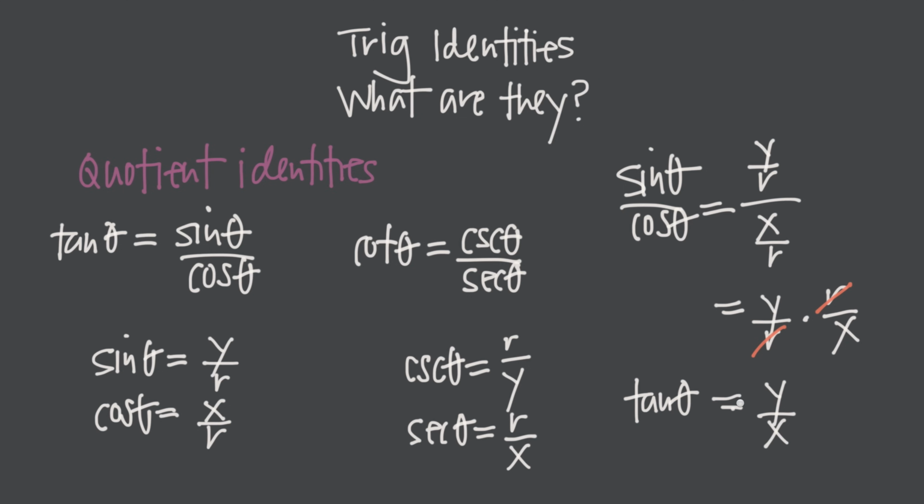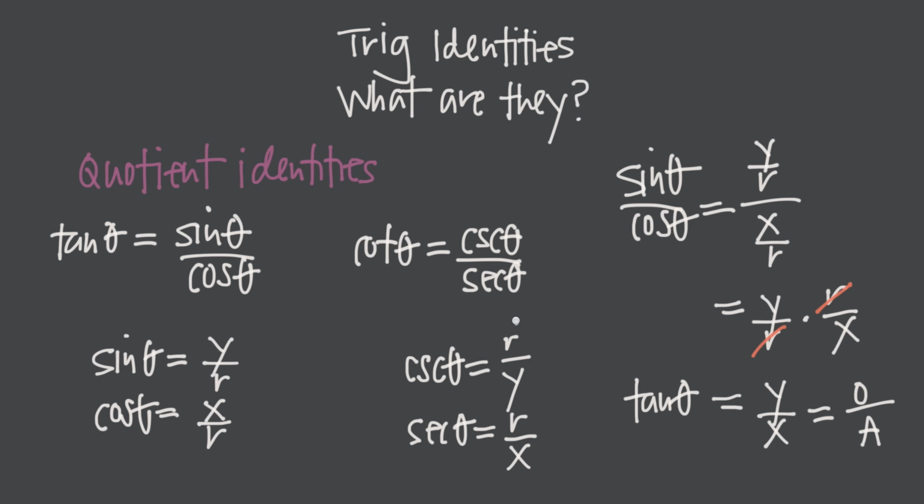And if you remember from our right triangle, we saw that y over x was equal to tangent of theta, because tangent of theta was opposite over adjacent, and the opposite side was y and the adjacent side was x. So by definition, tangent of theta is y over x, or opposite over adjacent, but one way we can get y over x is by dividing sine by cosine. So by definition, tangent is always equal to sine divided by cosine.